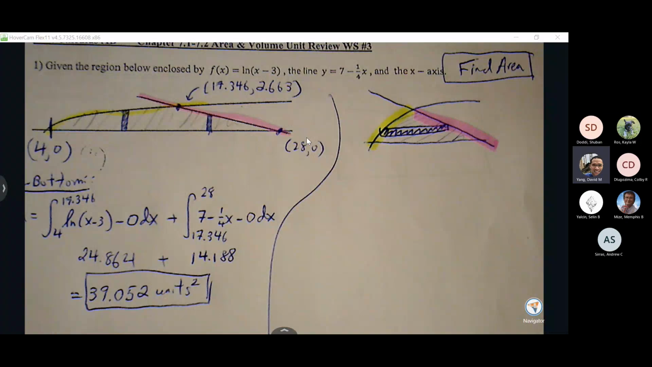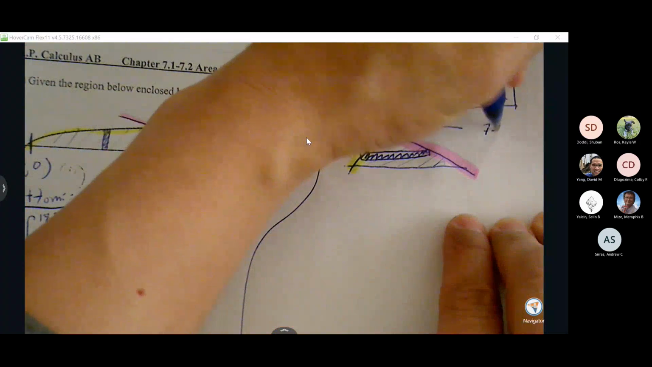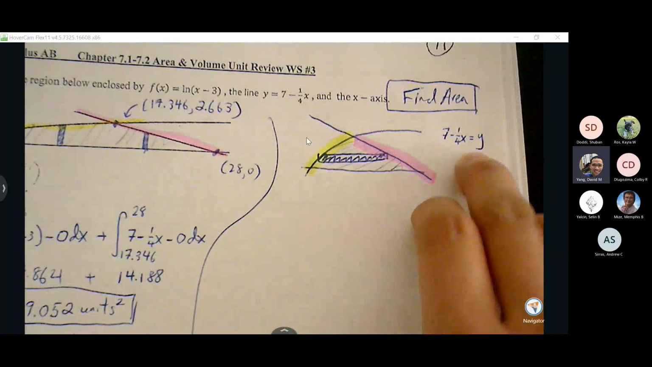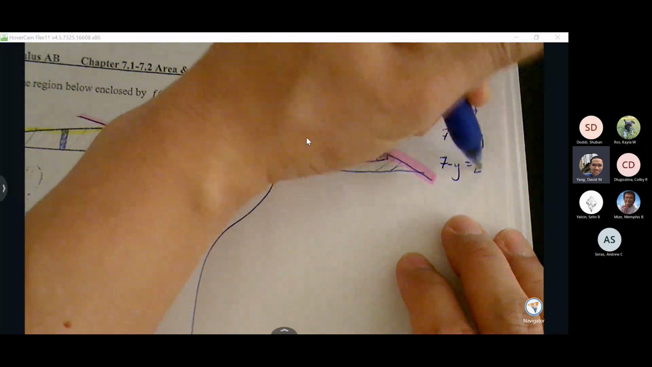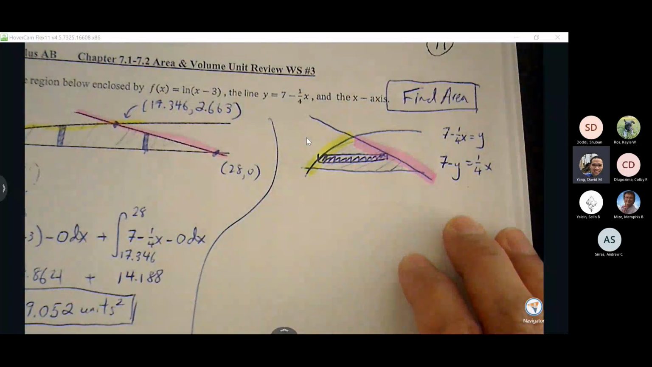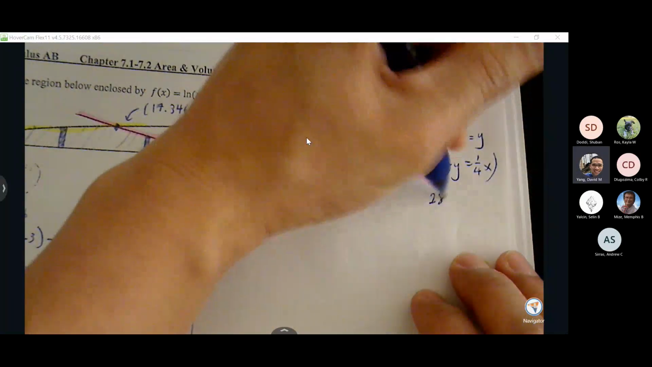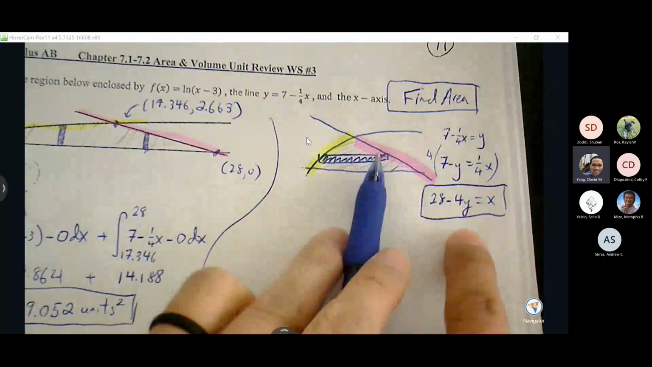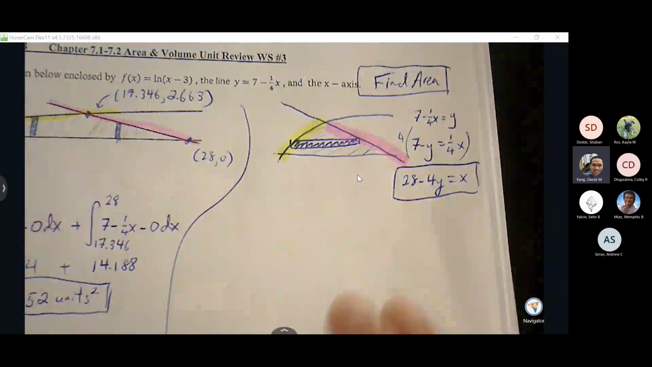Okay, but to rewrite the equations here, I need to rewrite 7 minus 1/4 x. I'll have to rearrange it and try to get that x by itself. So I would do 7 minus y is equal to 1/4 x. Multiply everything through by 4 to get that x by itself. So I get 28 minus 4y is equal to x. Okay, so this is the linear graph. It refers to the same graph. It's just rewritten in a different form to allow for right minus left to work.